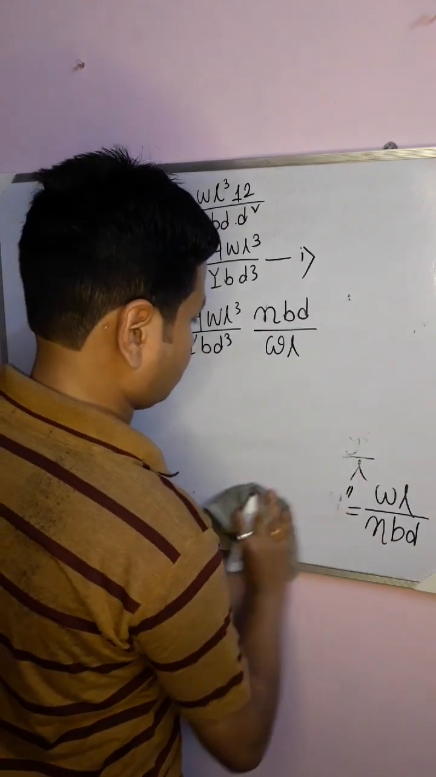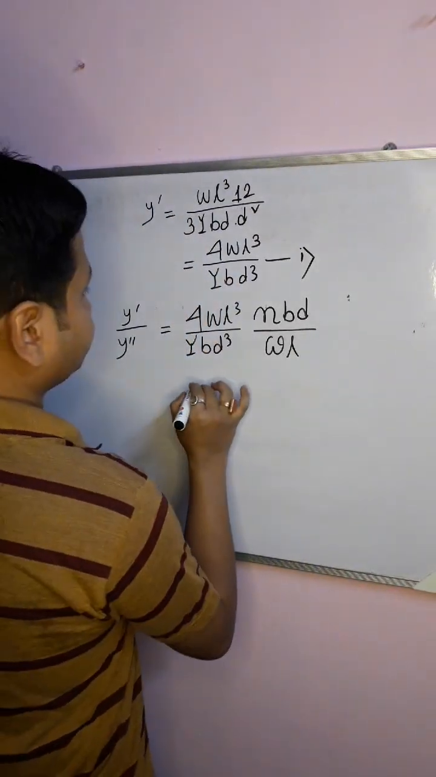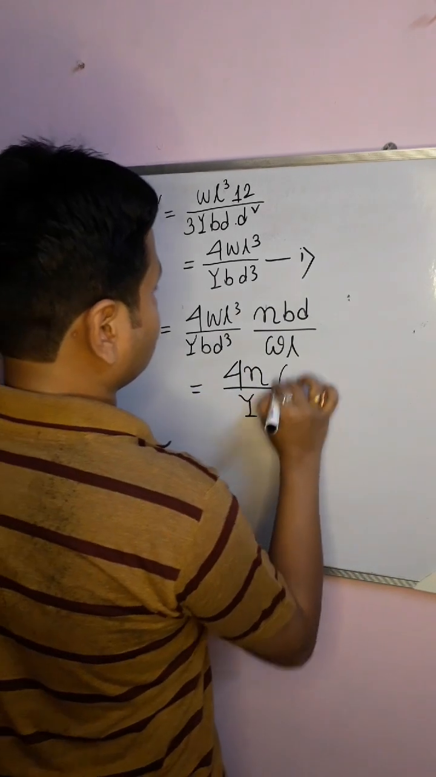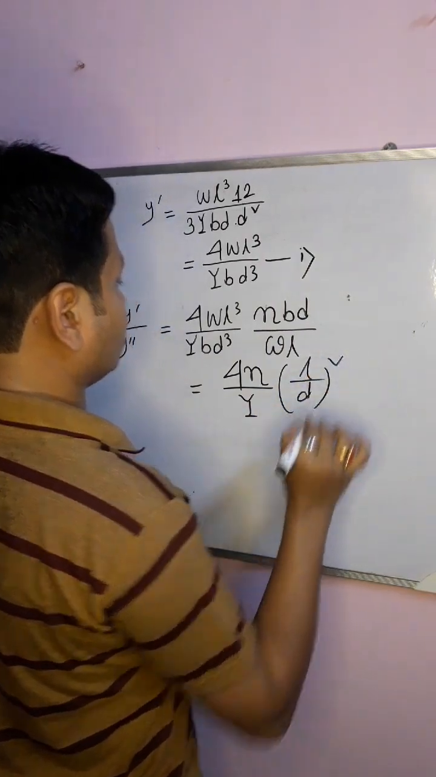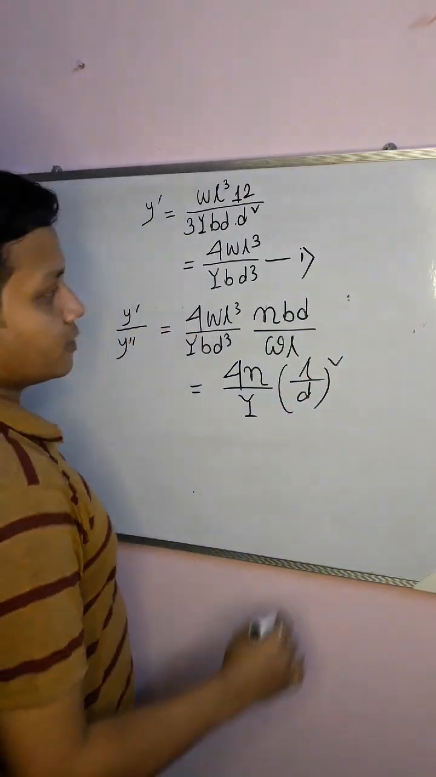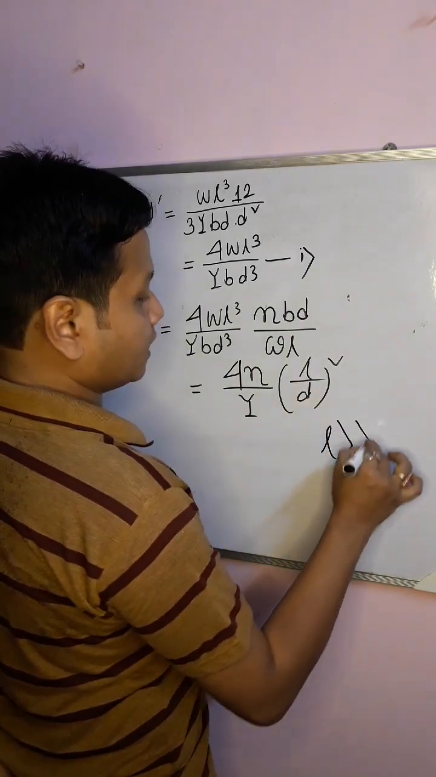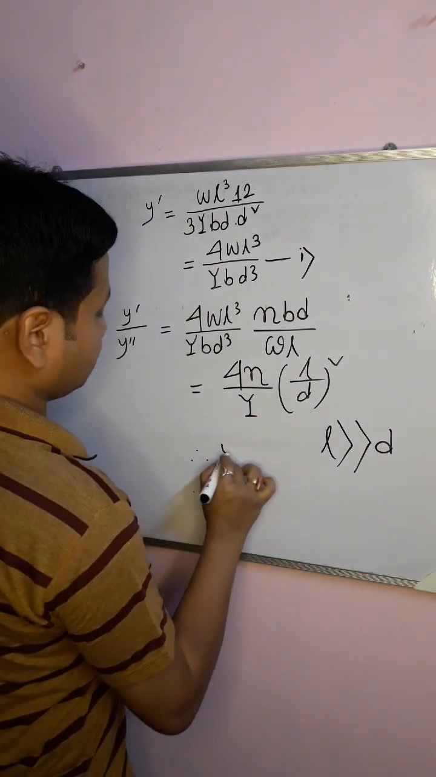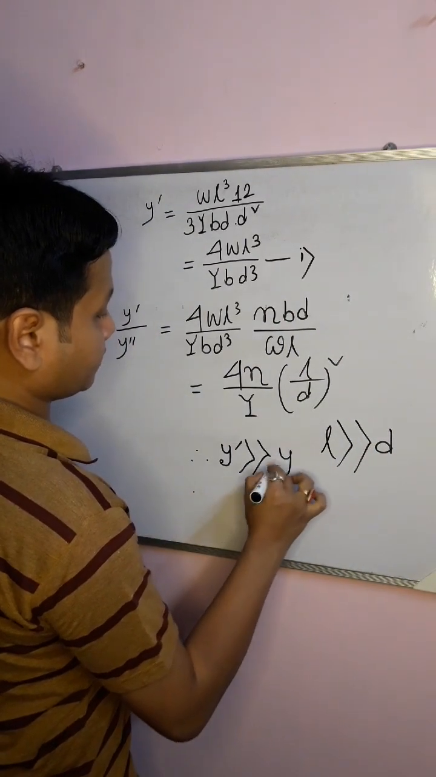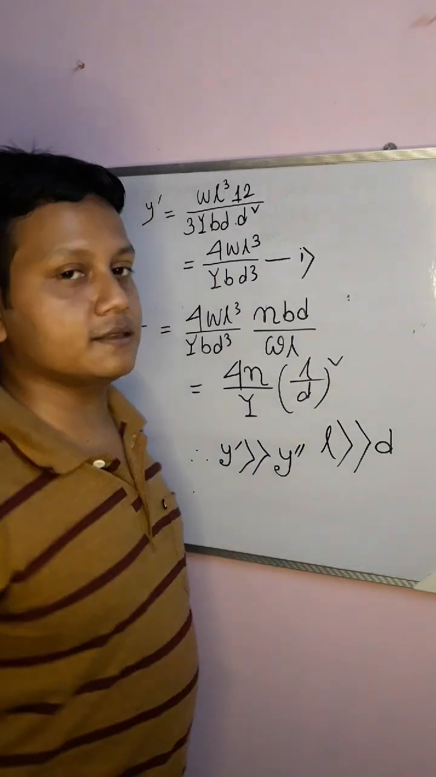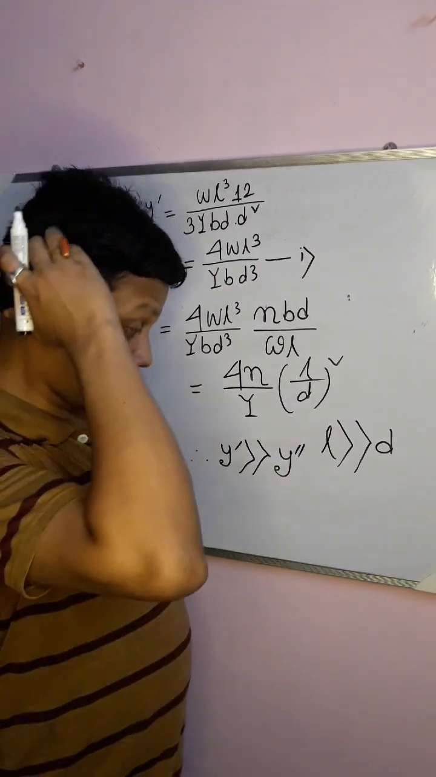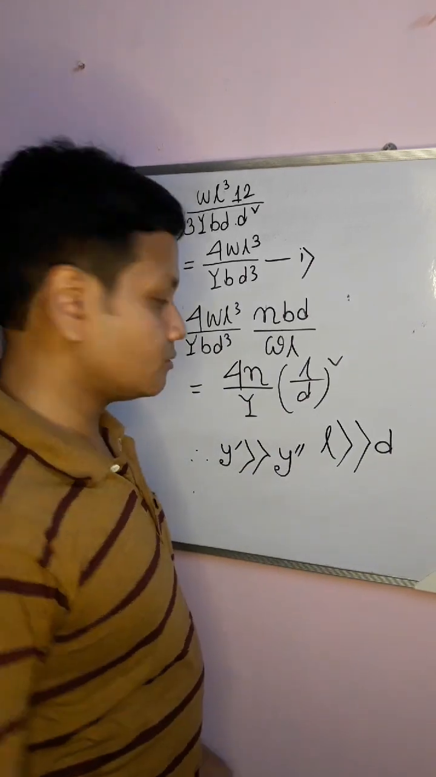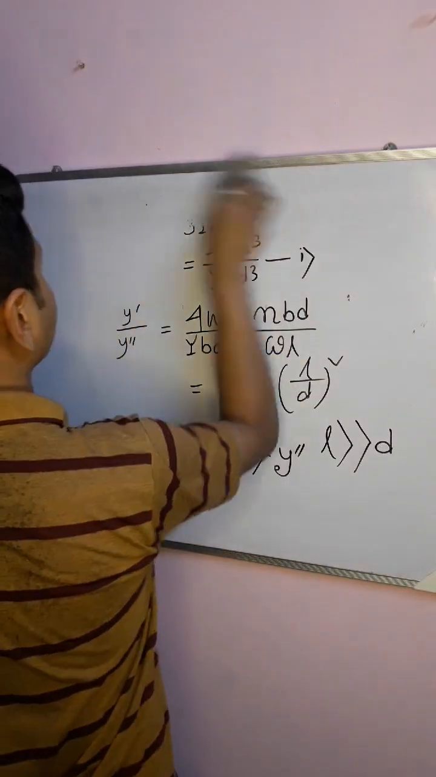So 4 into eta by Y, this is simply (L by D) whole square. Now for a rectangular beam, we all know the length is very much greater than the depth. So from this expression we can easily write y dash is very much greater than y double dash. So y double dash, that is the depression due to shear, is very small.